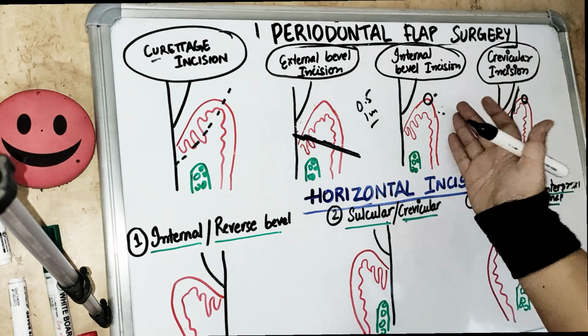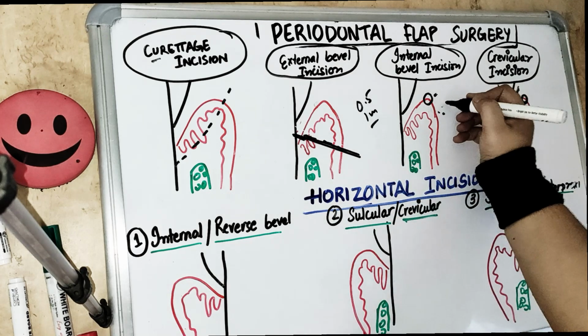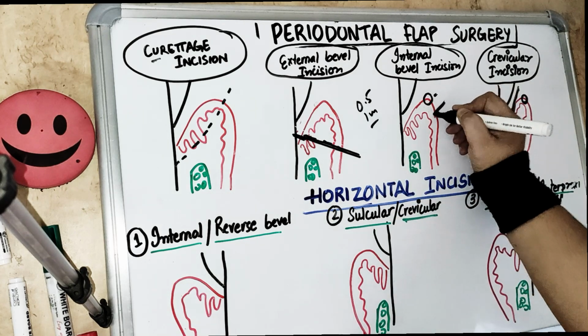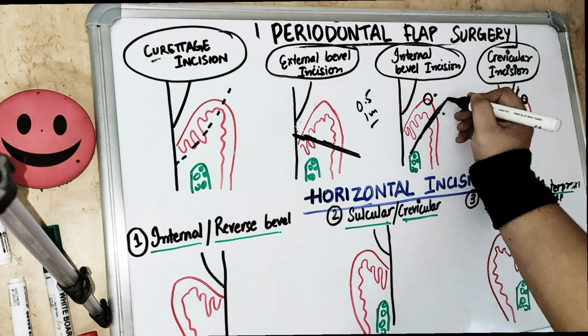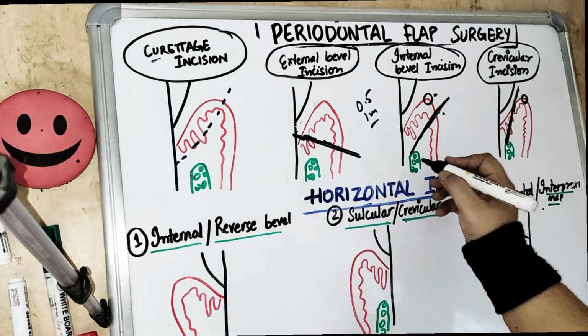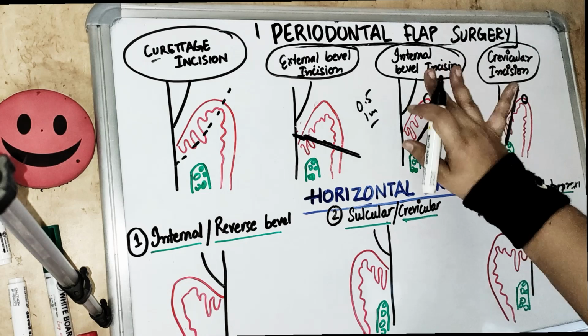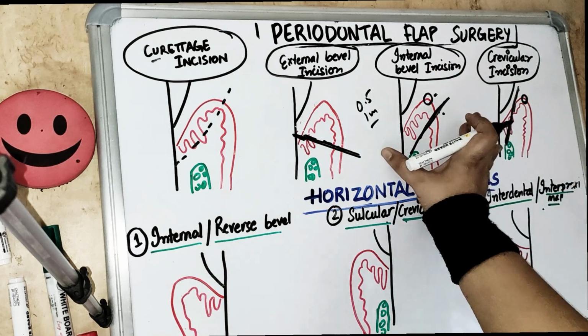Now we also use this kind of incision in the modified Widman flap. So we are going from 0.5 to 2 millimeters away from the marginal gingiva and up to the crest of the bone. So this is the difference between the crevicular and the internal bevel incision.